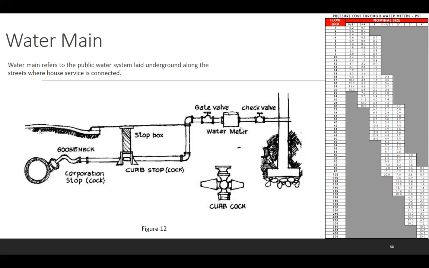Tapos, sa water meter, normal na yan na may gate valve. Tapos check valve dito para hindi bumalik yung tubig mo doon. Kung wala to, ibig sabihin, hindi na papasok yung tubig mo. Gate valve para i-close siya na maka-stop siya.